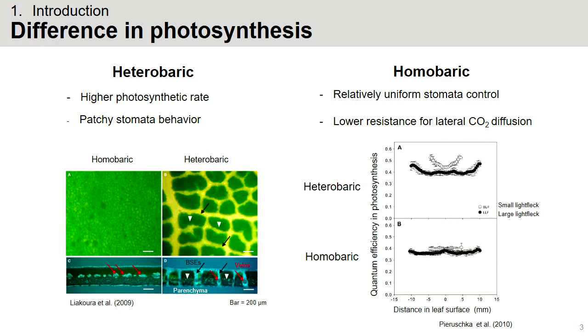Secondly, heterobaric leaves are likely to show patchy stomatal behavior. That is, the stomata in one compartment are open, but the stomata in another compartment are closed. In contrast, homobaric leaves show relatively uniform stomatal control. Besides, because of the absence of barriers inside the leaf, there is a lower resistance for lateral CO2 diffusion. As a result, the quantum efficiency in photosynthesis is not so different across the leaf surface in the case of homobaric leaves.